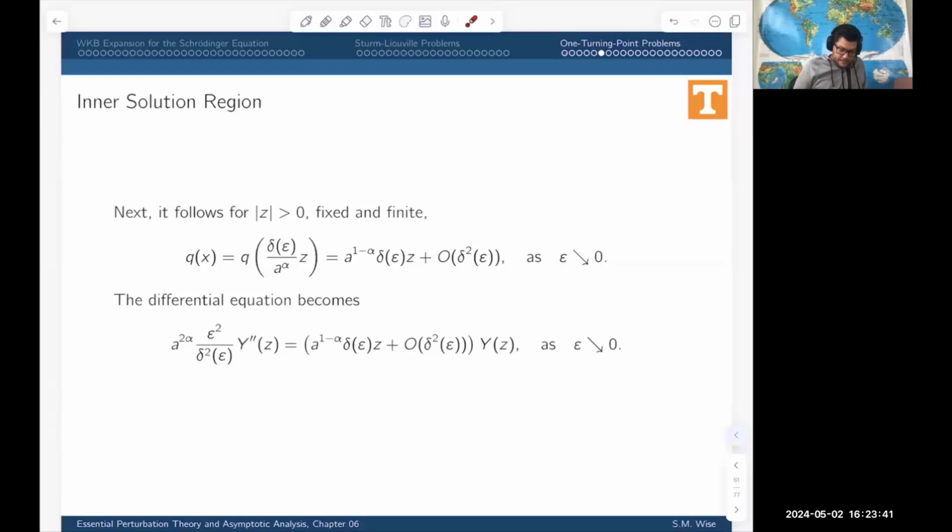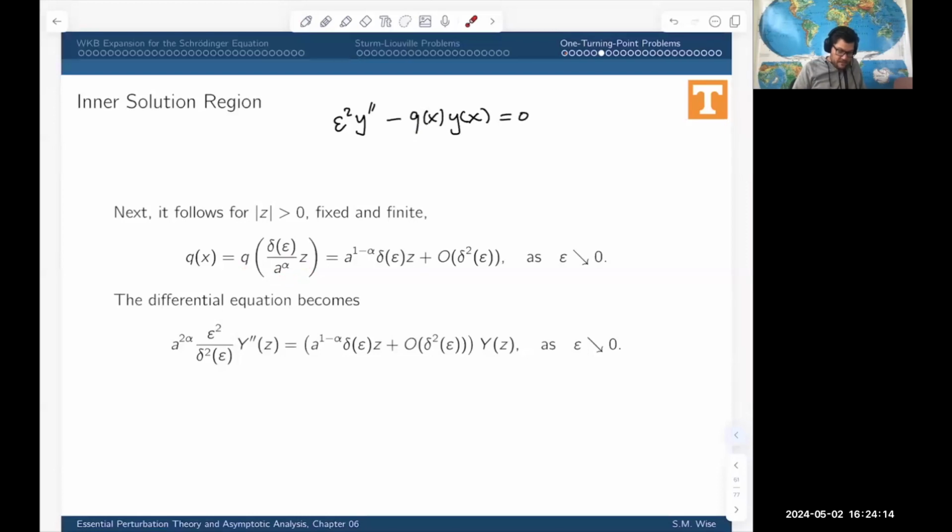Before we do that, if you notice, that equation writes as epsilon squared y double prime minus q of x y of x equals 0. I'm going to do an expansion of this q in the new variable z. So q of x is equal to q of delta of epsilon over a to the alpha times z.